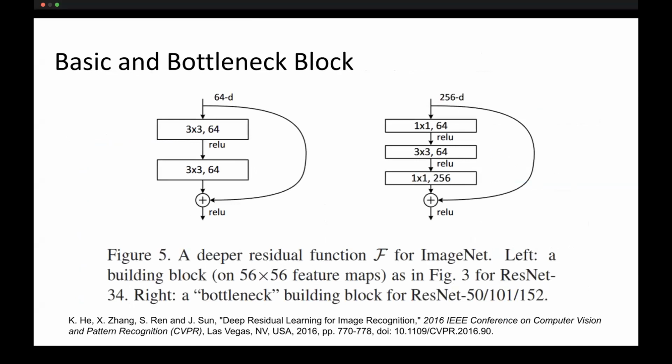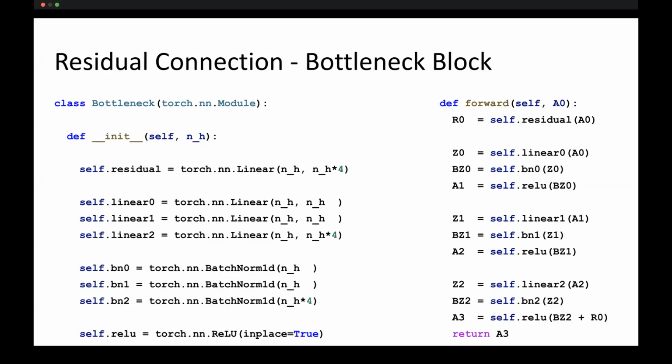So yeah, can you go back to the code? Yeah. So again, look at the forward function. You had the input of this block. You stored it as it is. And then you sent the same input to the first linear layer.